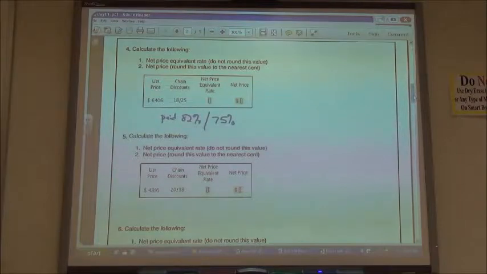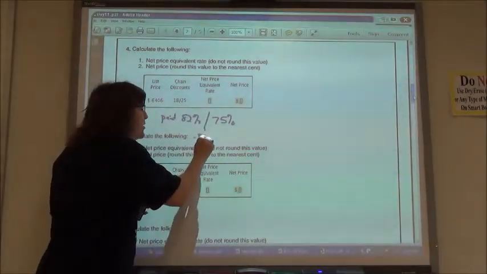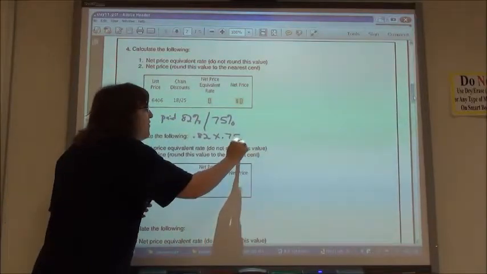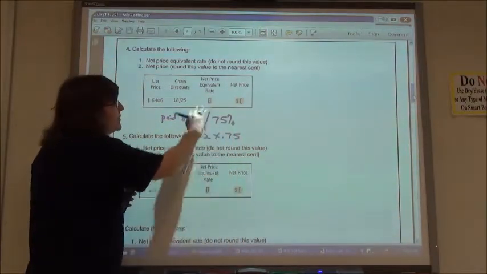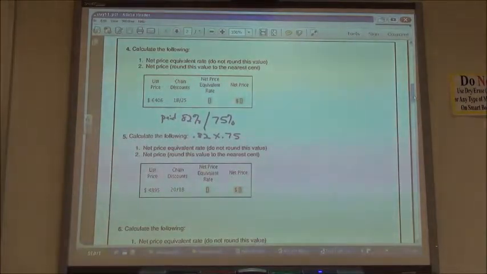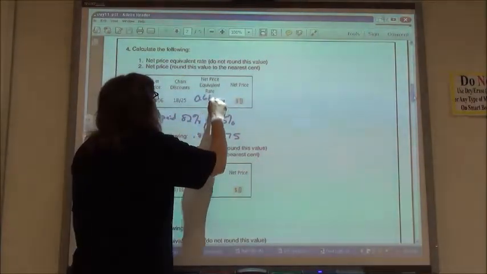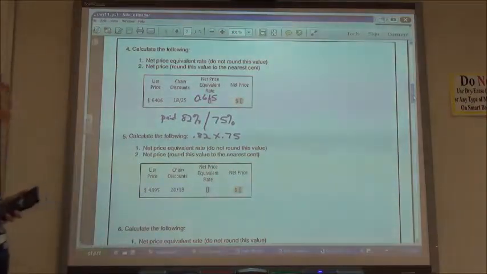So in order to find the net price equivalent rate, we're going to multiply the 0.82 times the 0.75. We're going to get a decimal, and sometimes it's fairly long, but you don't want to round that value off. That value is called your net price equivalent rate. So if I take 0.82 times 0.75, I get 0.615. So 0.615 is my net price equivalent.